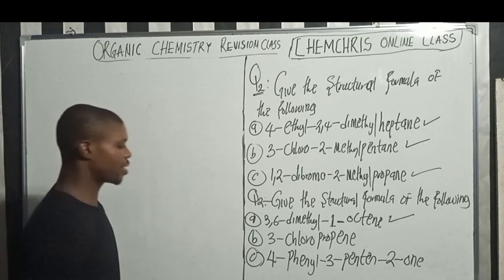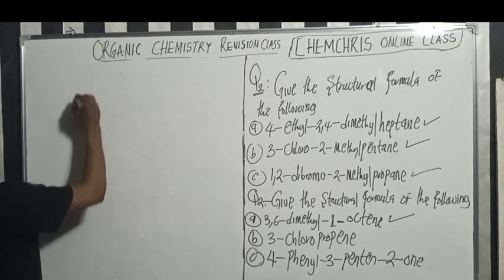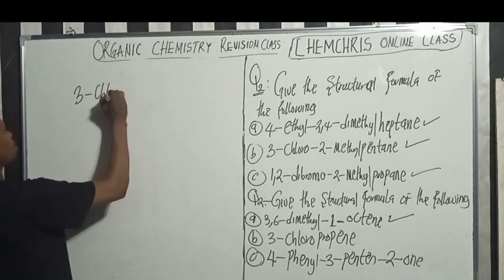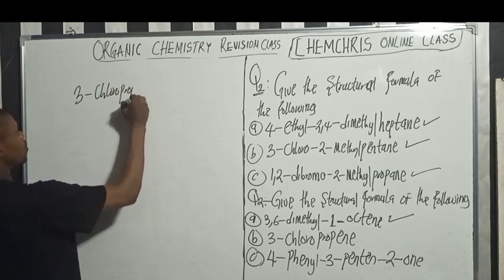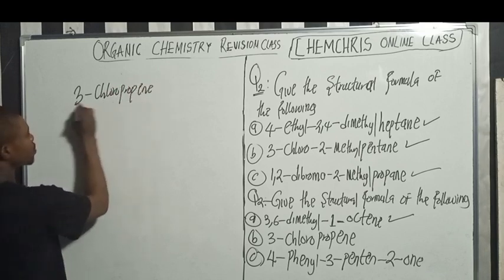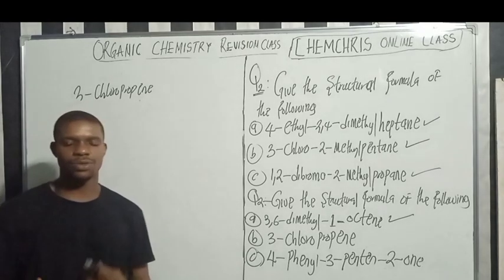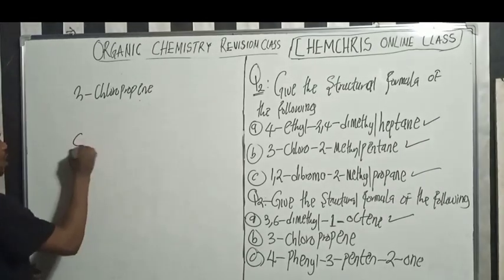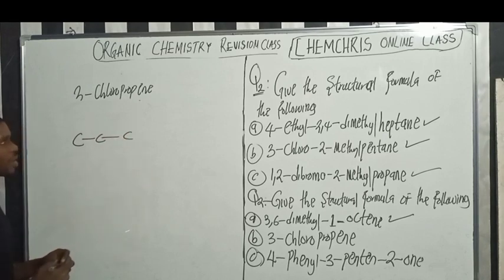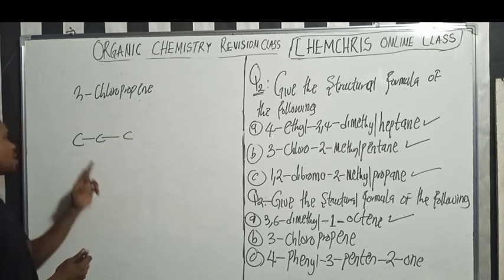So the B part is what? 3-chloropropene. 3-chloropropene. Prop means how many carbon atoms? 3 carbon atoms. So here we have 1, 2, 3. Right? Propene means that the double bond can either be here or here.